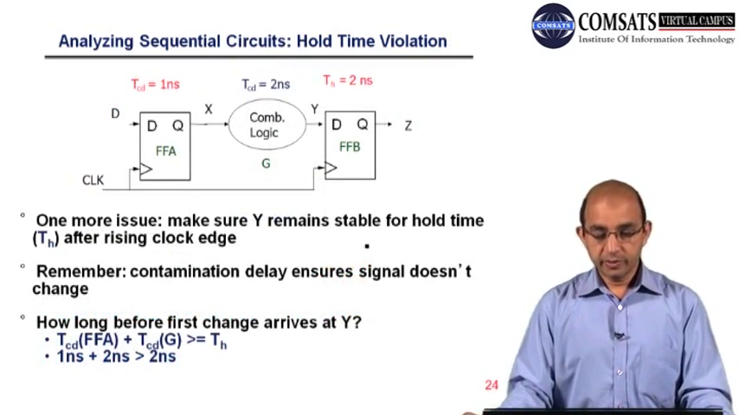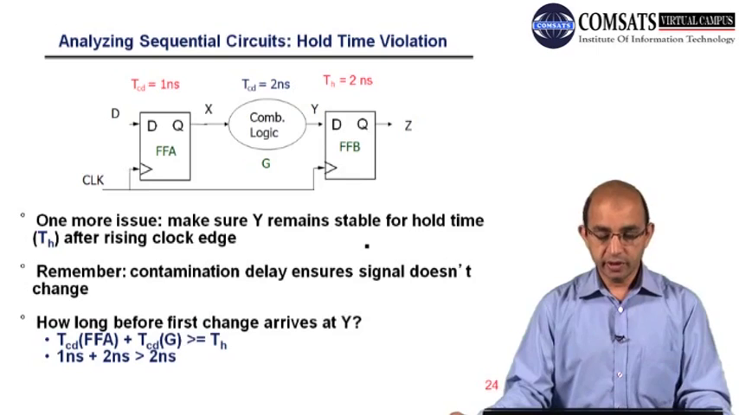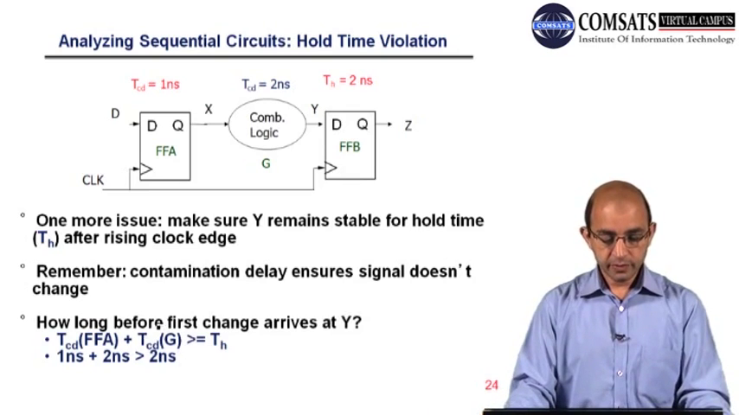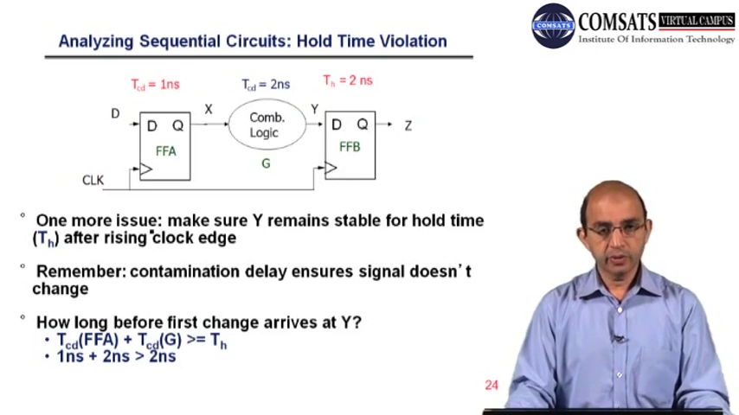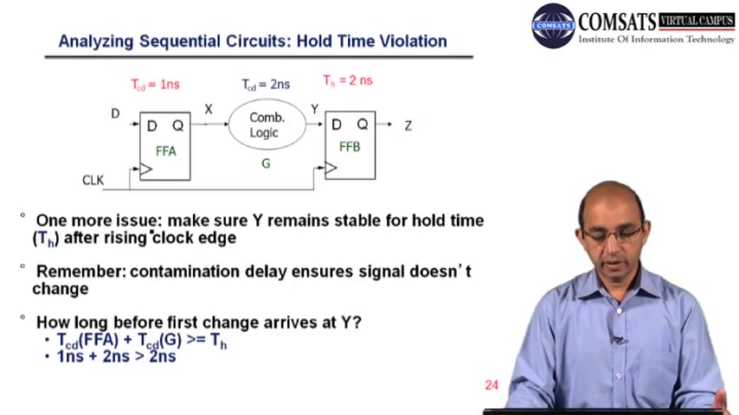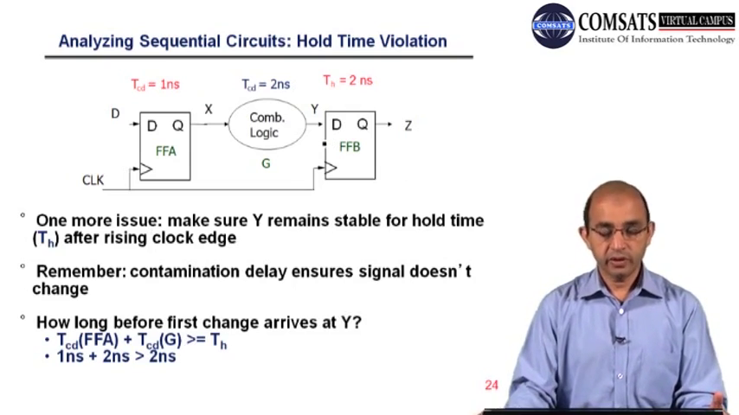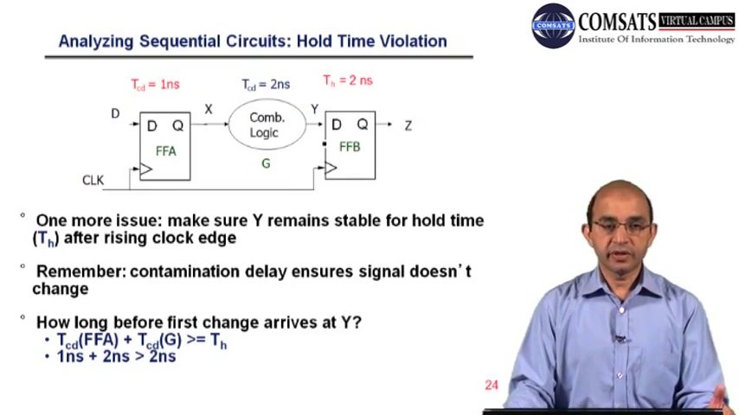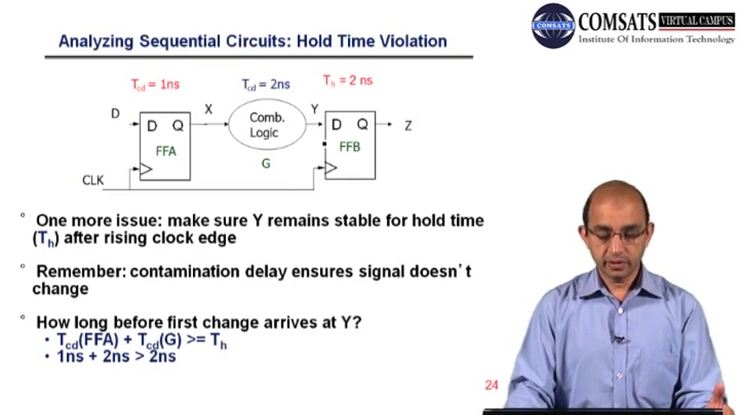So there is some relation between the contamination delay and hold time. Here you can see the hold time. We have already defined it as the time that the input should remain stable after the arrival of the active clock edge. On the other side, the contamination delay restricts the circuitry from starting to change until a predefined amount of time.